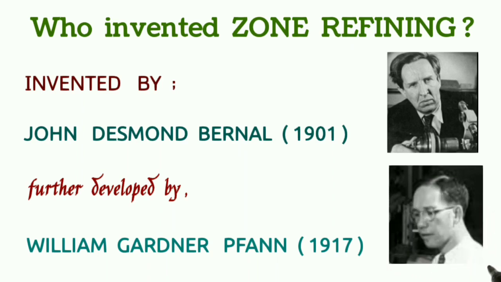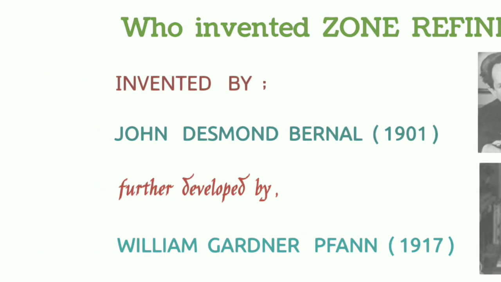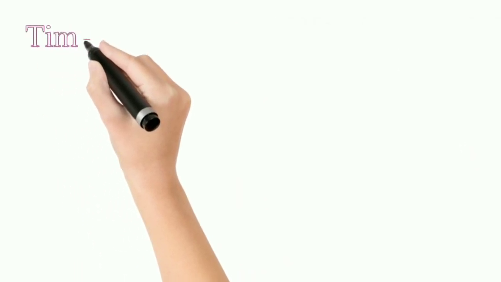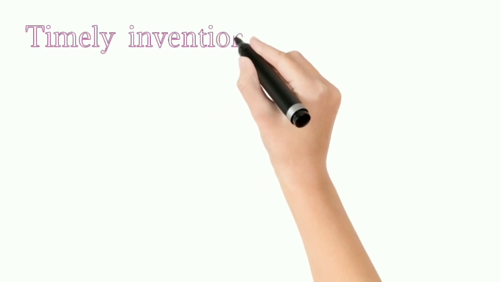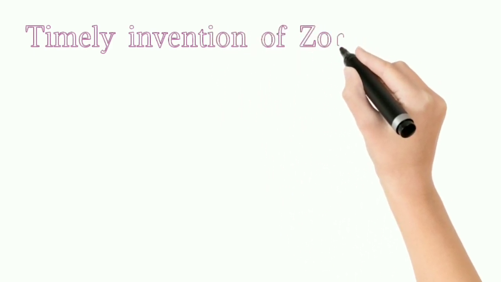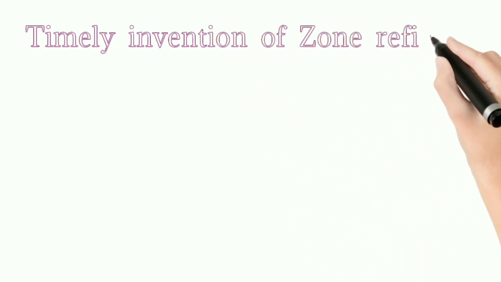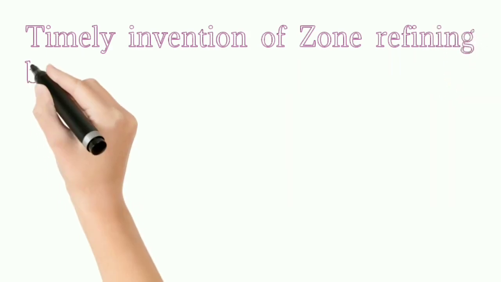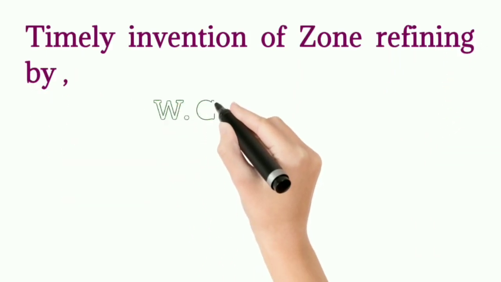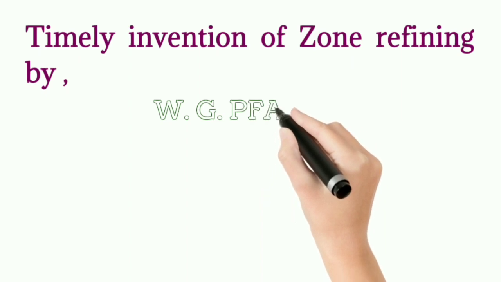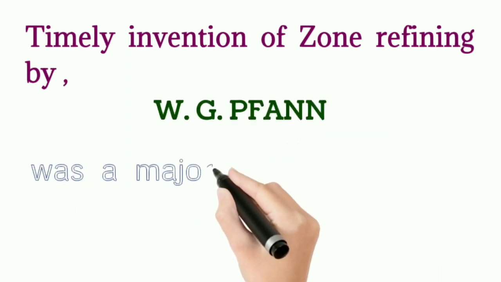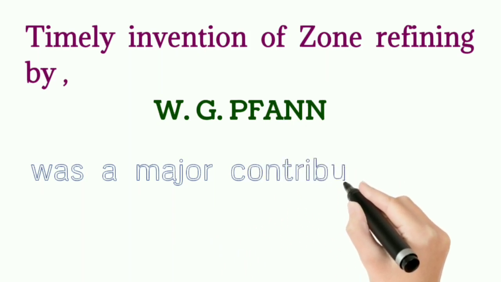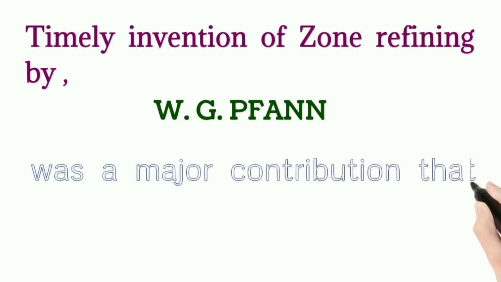How they did the zone refining process in their laboratory, I'm going to say now. This shows how much impurities we are removing and how much purity we are getting in the metal. Let me explain that. The timely invention of zone refining by W.G. Pfann was a major contribution that helped remove the impurities in germanium and silicon.